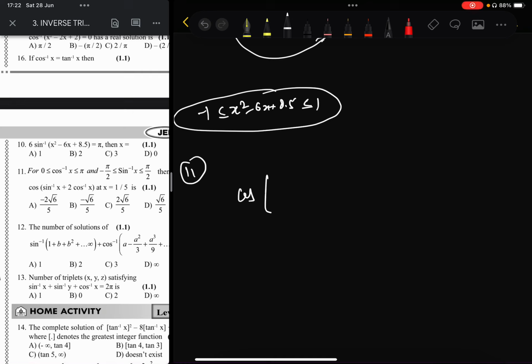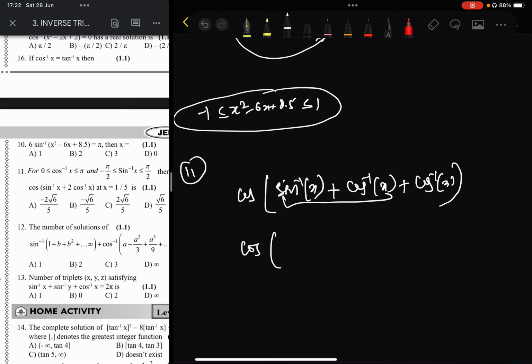Okay, let's see. Cos of sin inverse x, plus 2 cos inverse x. You can write this down as sin inverse x plus cos inverse x plus cos inverse x. So the first two terms will become pi by 2. So cos of pi by 2 plus cos inverse x, right?